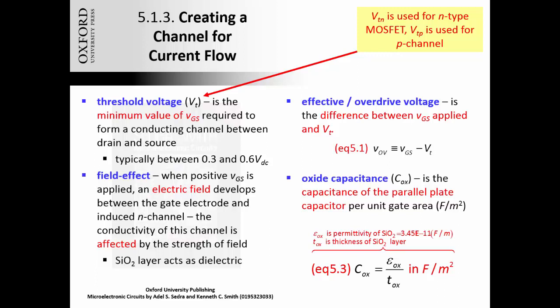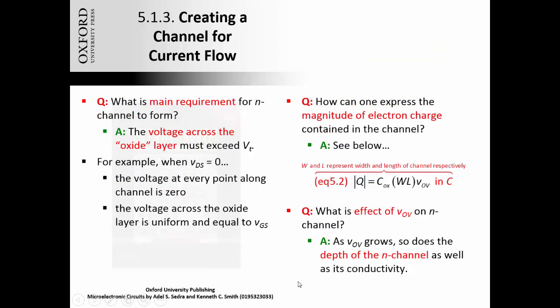Here you see the permittivity and you see the thickness, which is T sub OX, but you don't see the area because this is given as capacitance per unit area, and this shows up a lot in the equations that follow. Okay, so now we're ready to start thinking about how we can quantify or characterize the current that's going to flow through this induced channel.